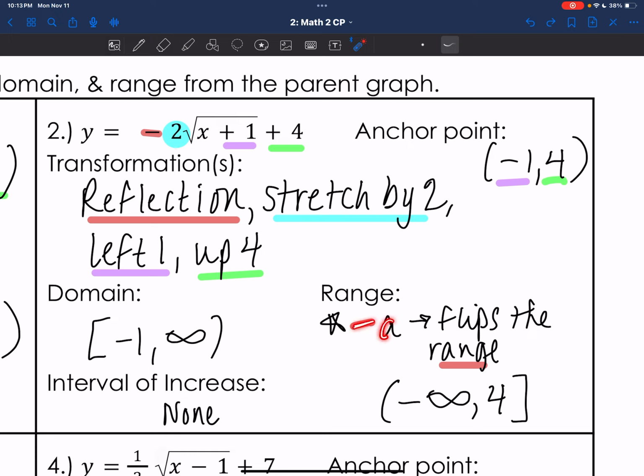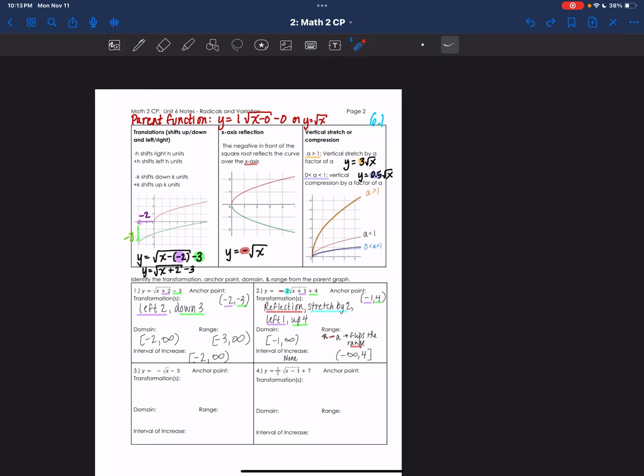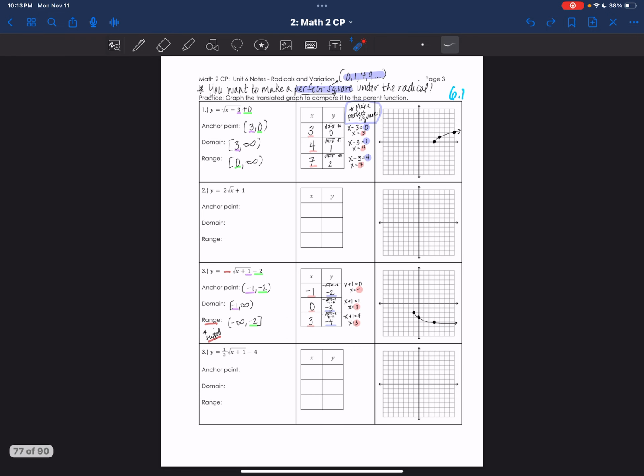Notice you have a negative a. What happens is it flips the range. So before, we would have written this, but now, since it's a negative, we're actually going to go from negative infinity to 4. So because it flipped it over the x-axis, now we're changing the direction that it's going. So your y's are going to get more negative with this. All right, what you're going to do is complete those, and we can check those in class.